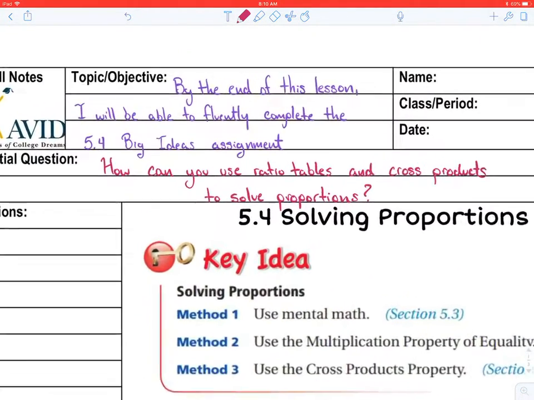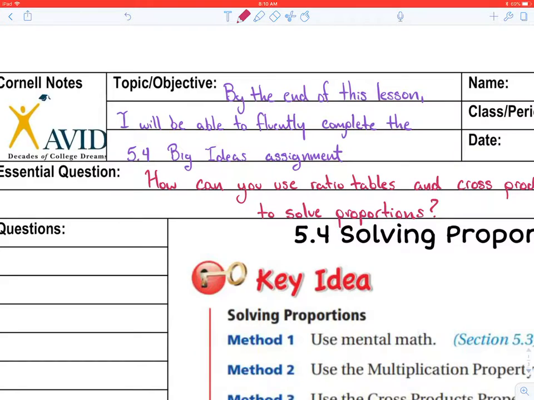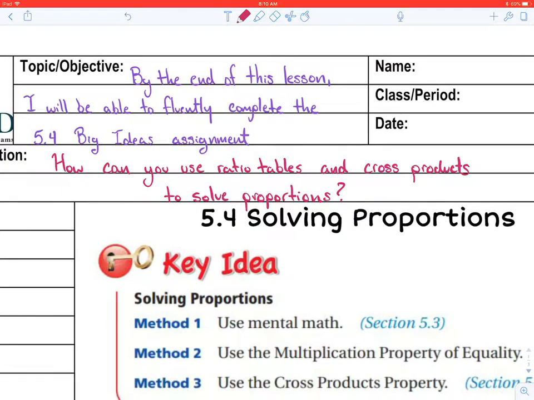So the objective or topic is that by the end of this lesson, I will be able to fluently, which means to very accurately and quickly complete the 5.4 Big Ideas assignment. So hopefully after this video you feel that the 5.4 Big Ideas assignment is pretty straightforward. The essential question: how can you use ratios and cross products to solve proportions?